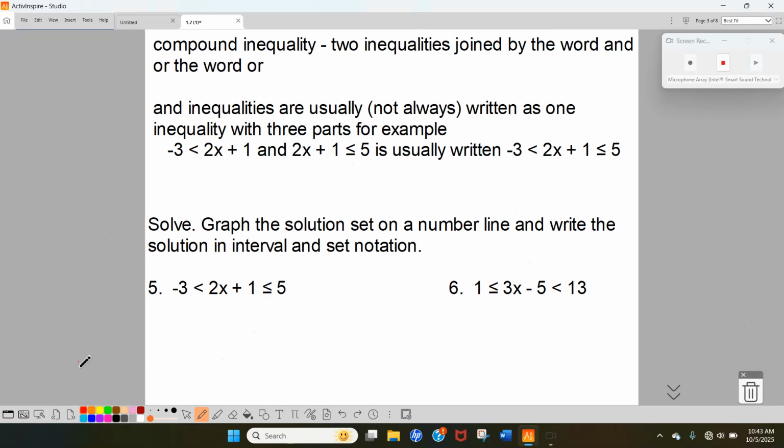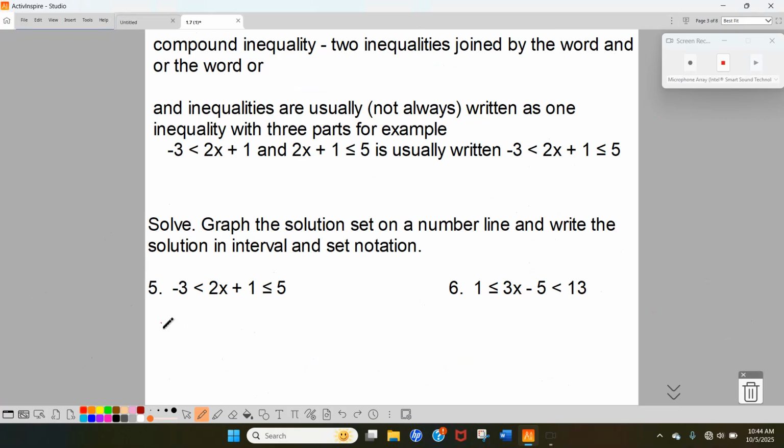All right, so for an and inequality, a lot of times they're going to write it like this. So instead of giving you two separate ones, they're just going to give you one with 3 parts. All right, so we're going to work on solving some with the 3 parts, the and inequalities that are all strung together. And then we'll do some absolute value where we'll be able to see what the ors look like.